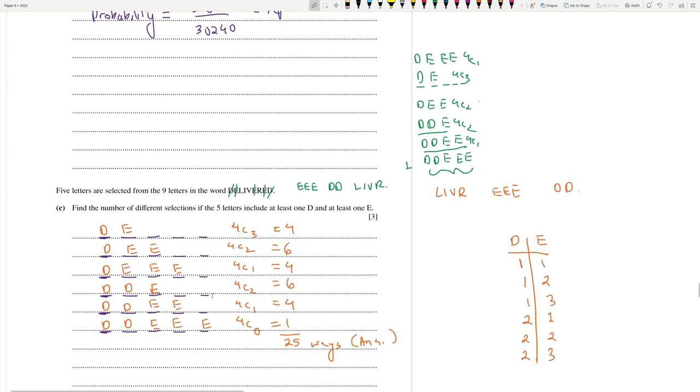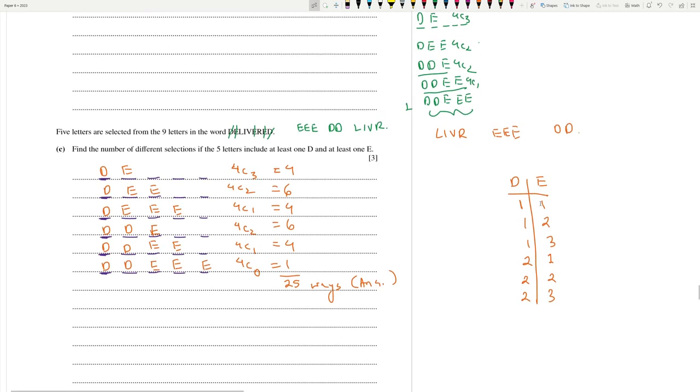Next. 5 letters are selected from the 9 letters in the word delivered. Find the number of different selections if we include at least 1D and at least 1E. Okay, so 1D, 1E, 1D, 2E's, 1D, 3E's. Then 2D's, 1E, 2D's, 2E's, and 2D's, 3E's. These are all of the possibilities. And since it's not probability, we just consider LIVR.